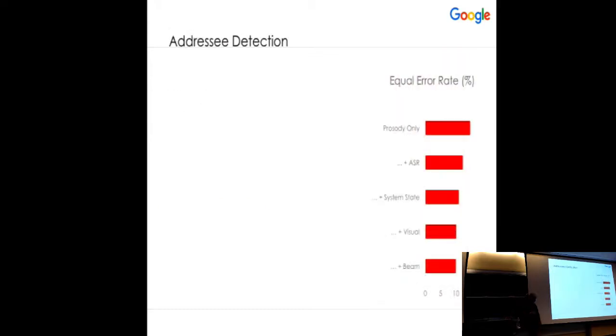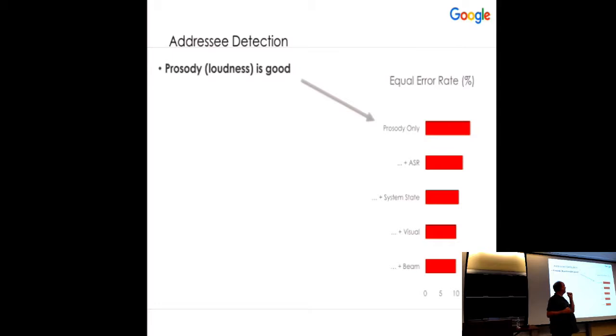So we looked at a bunch of different signals. Much to our surprise, prosody was the best signal, and the reason for that is bad. The reason for that is that the speech recognition was lousy, and people quickly figured out that they should talk louder to the damn computer. So it worked really well, but I consider it a bad result.